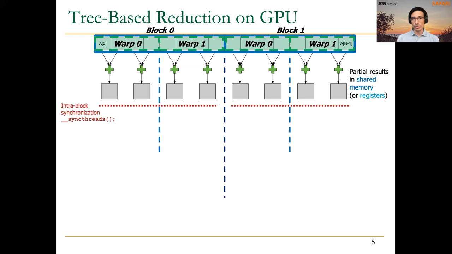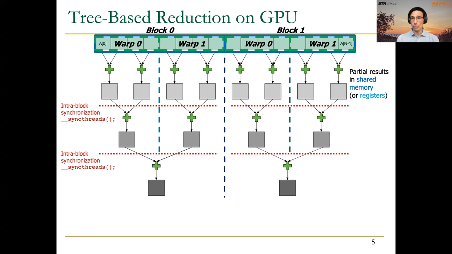At some point, we will need to synchronize, because threads from one warp may need to access partial results generated by threads of other warps, and that's what we are going to do with an intra-block synchronization, this sync threads function. We continue with the execution. Remember that in this tree-based reduction, half of the active threads retire when we go from one iteration to the next iteration. At some point, we will need to synchronize again. And finally, we will obtain a single reduction or partial reduction per thread block.